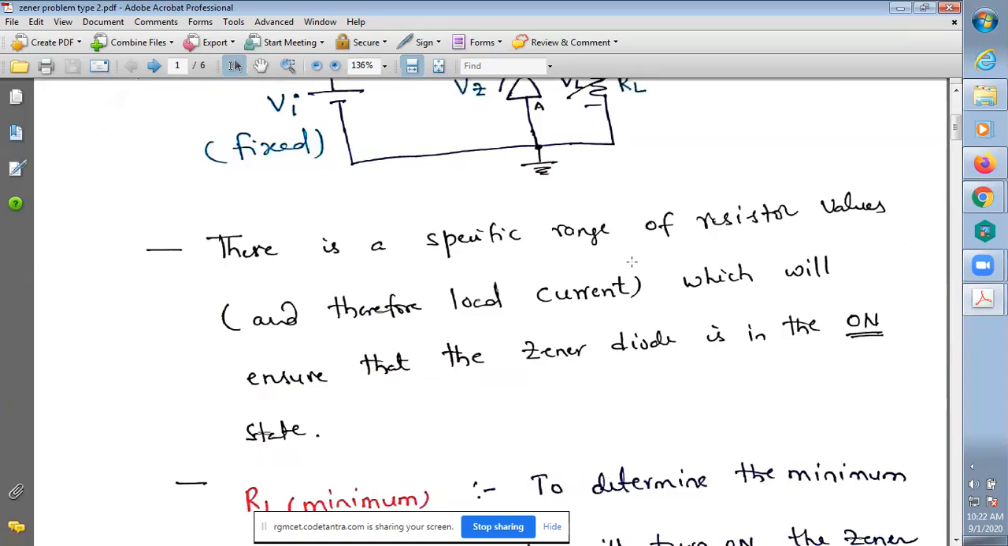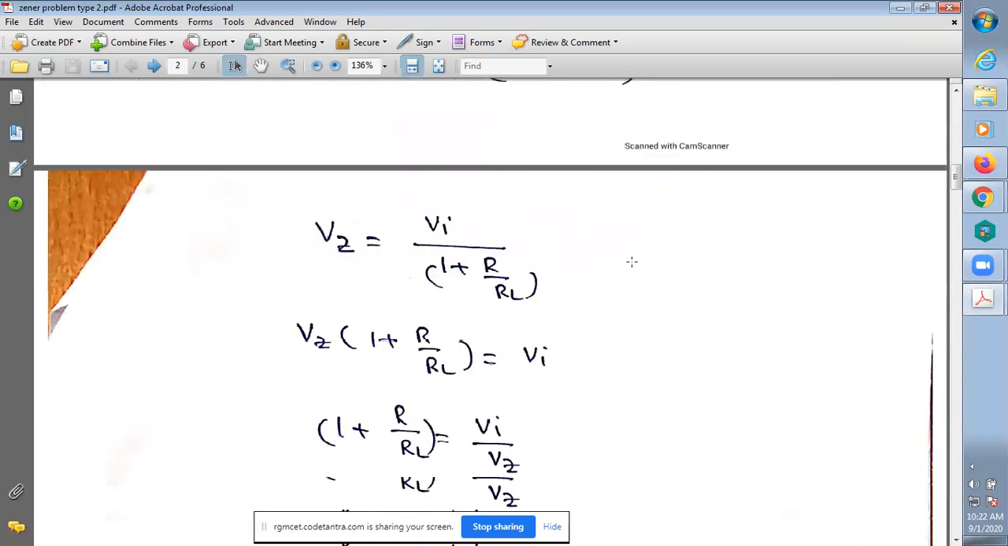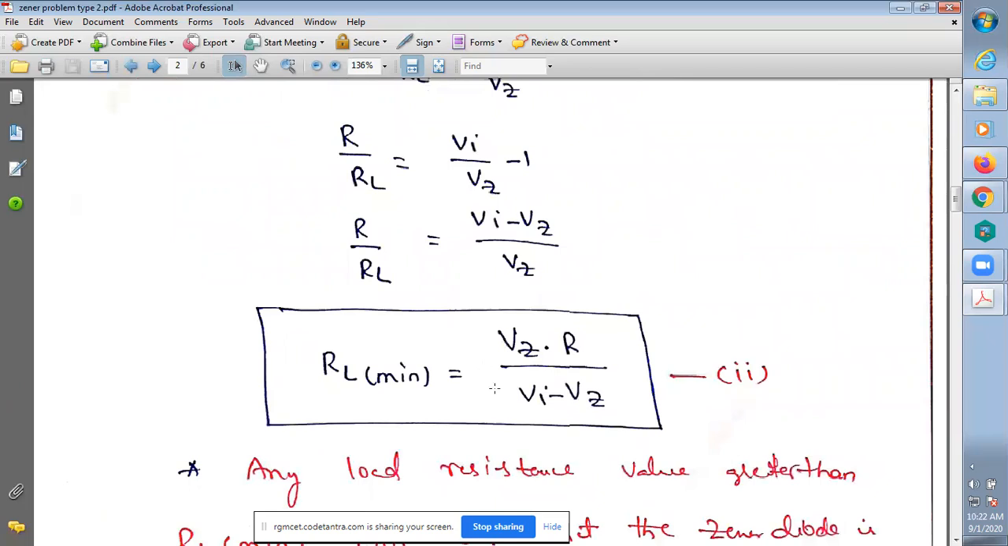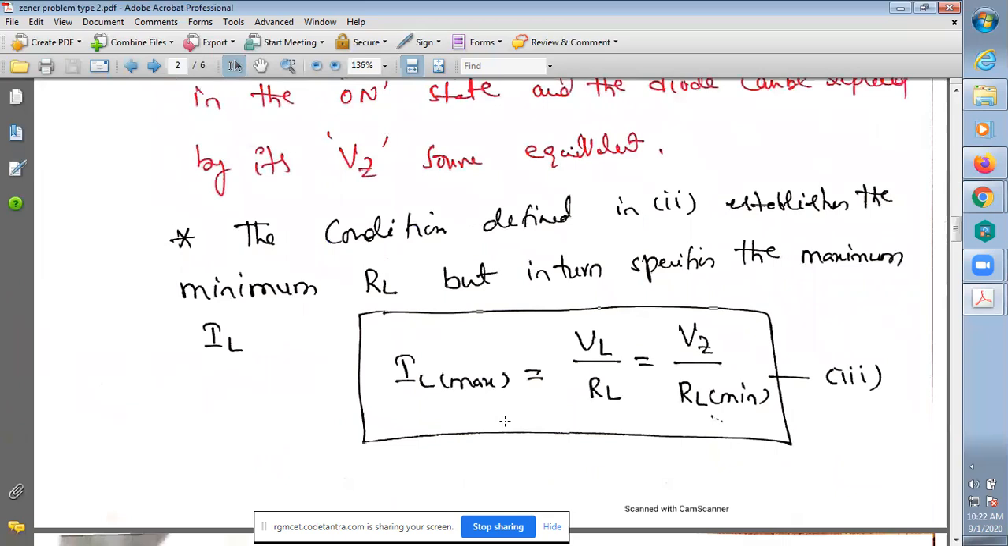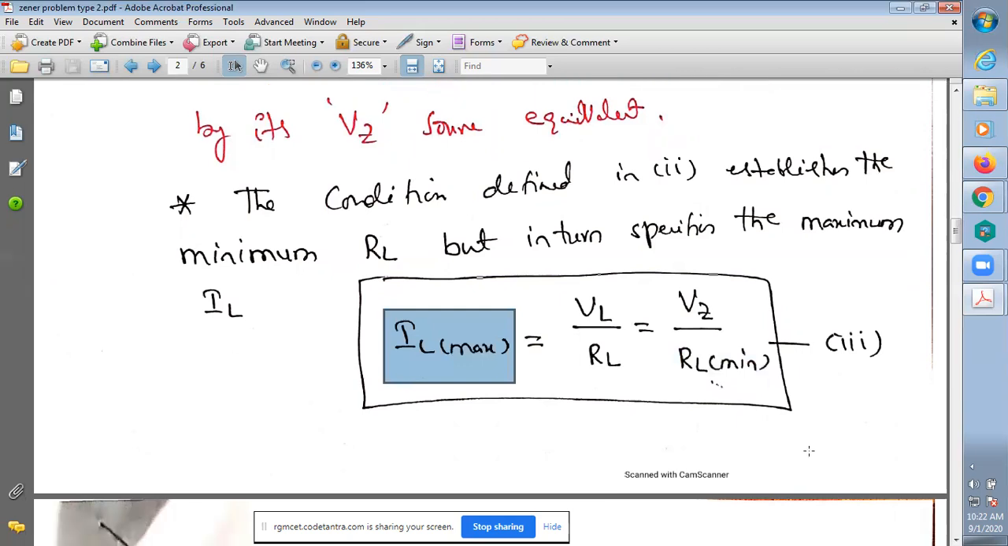Because we derived the condition here, RL minimum. Once you know RL minimum, then IL is defined, just simply by Ohm's law, V by R. What is the output voltage here? VL, that is equal to Vz. What is the R value? RL minimum. Once RL is minimum, the resultant current IL is maximum. That is the third equation.